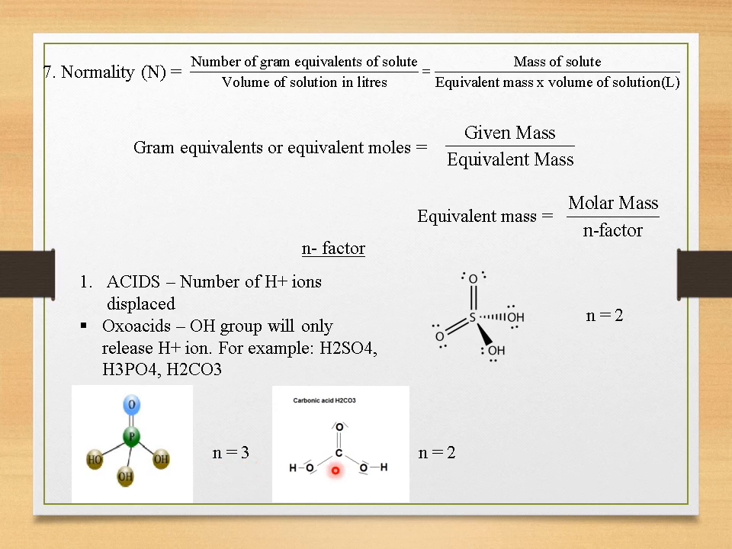If I'm talking about carbonic acid, the structure is this. You can see there is this carbon-oxygen double bond, so this is an oxo acid, and there are two OH groups which are going to release their H+ ions, so the n factor becomes 2. So whenever we are talking about acids, the n factor will depend upon the number of hydrogen ions that could be released by the OH groups in it. So you need to remember the structures of some of your common acids.